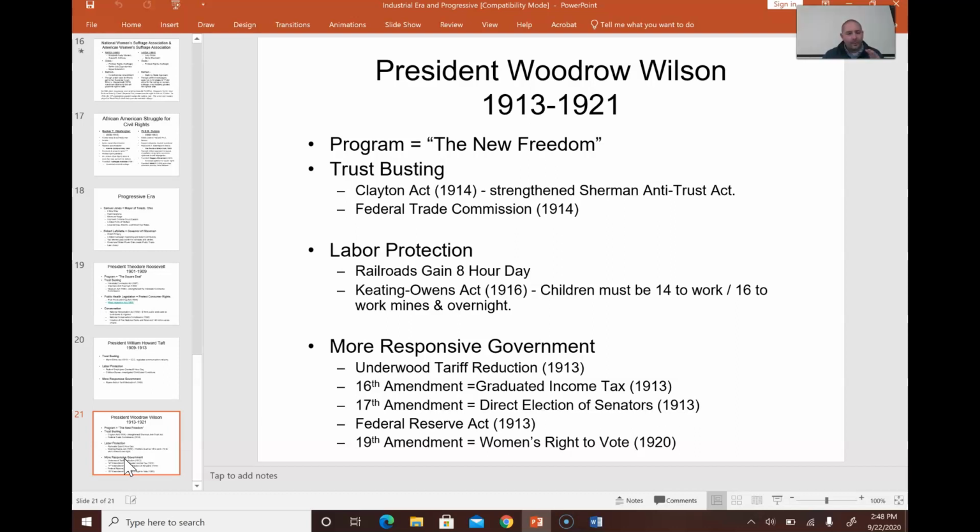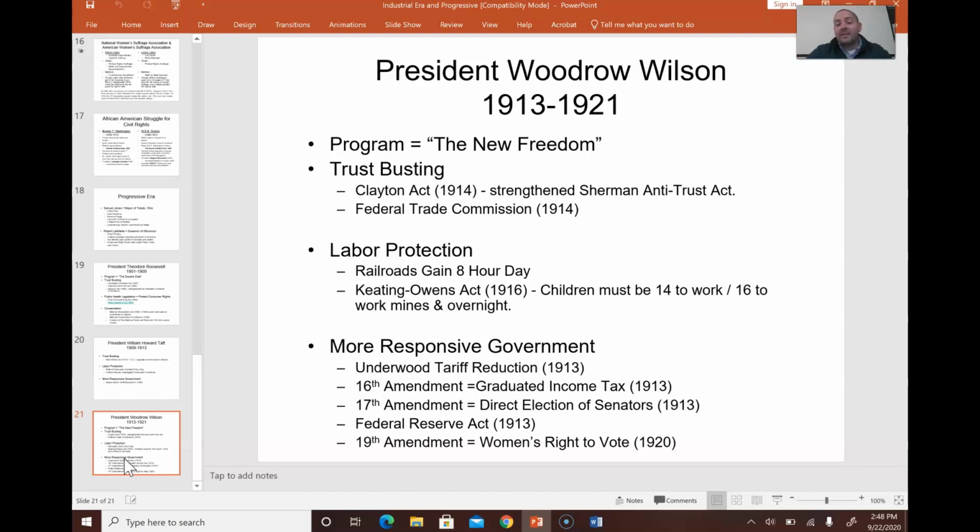Wilson is important because Wilson presides over three big amendments that really changed the government. The 16th Amendment establishes a graduated income tax. Basically, the first time that the United States government has had an income tax. The more money you earn, the more tax you will pay. And this is a big change because obviously it says that from those who have more money, more is expected and more should be given.